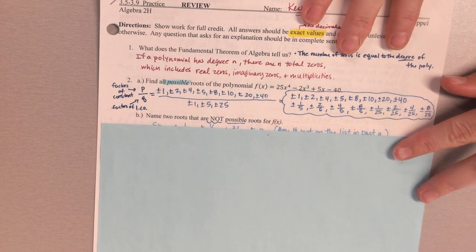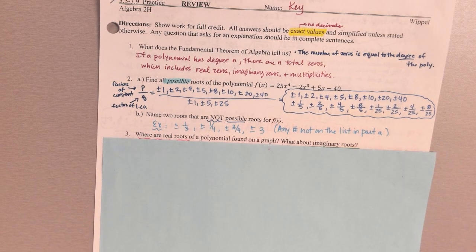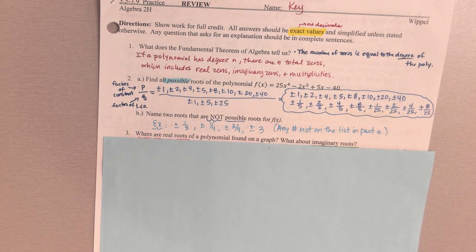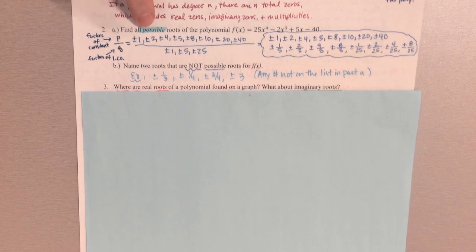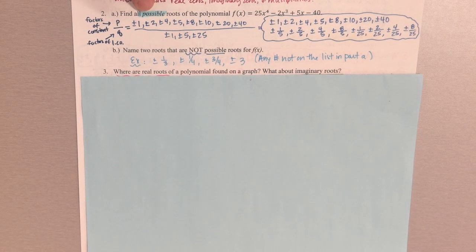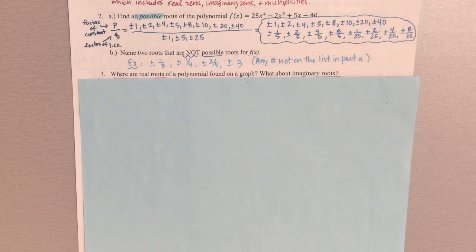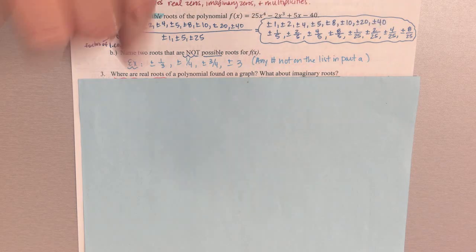Okay, the next thing that we did was finding the possible roots. So I highlighted possible because you do not have to find the actual roots. When you're finding the possible roots, it's the factors of the constant on top, factors of the leading coefficient on the bottom, and then you do have to divide. So everything divided by 1 is here. Then I started dividing everything by 5. Then I divided by 25.